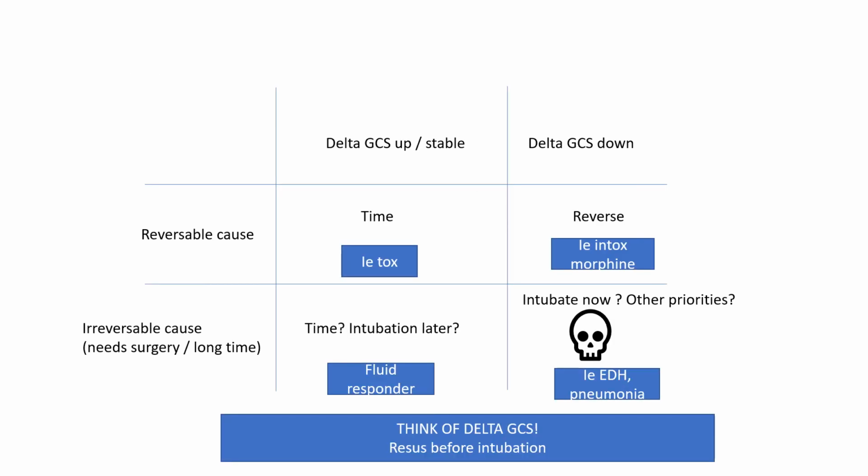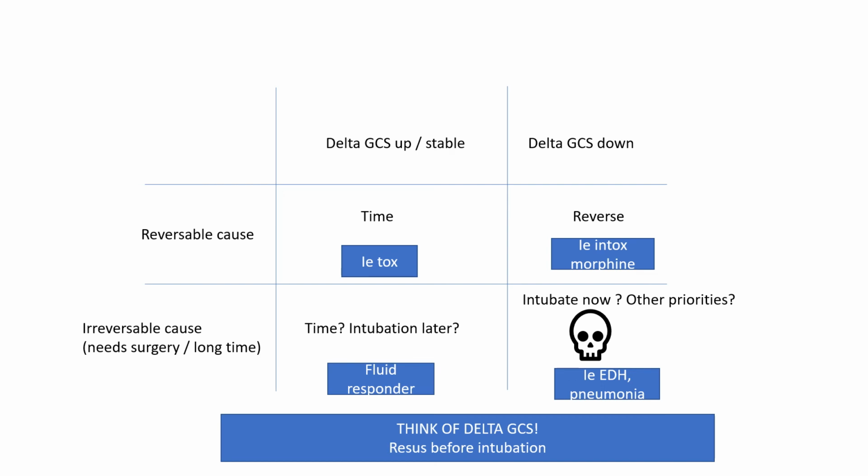Okay, here I just made a 2x2 table showing what I just talked about. GCS going up or stable, GCS going down, and here are the reversible cause or irreversible cause. So if you have a stable patient or a GCS going up and it's a reversible cause, then usually you don't have to do anything. That might be an intoxicated patient that is becoming better, or a post-ictal patient that is becoming better.